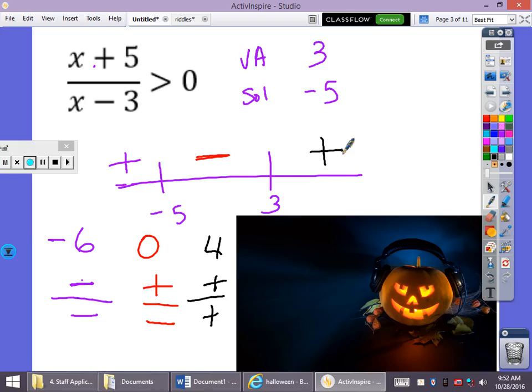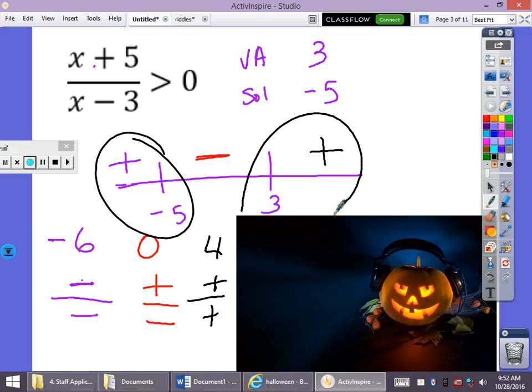Okay. I want numbers greater than 0. What type of numbers are greater than 0? So I want this neighborhood and this neighborhood. Over here, what is the start of this neighborhood? Way down here, down the road, down the road. Negative infinity. Up to what number? Where am I stopping? -5 union. What other neighborhood do I want? 3 to infinity. Good job.